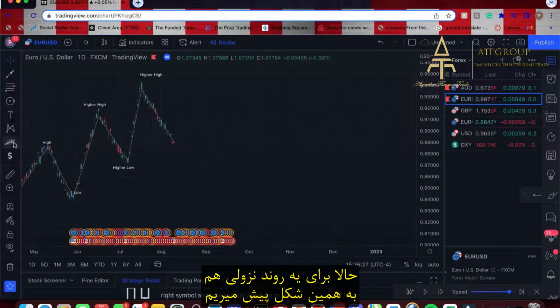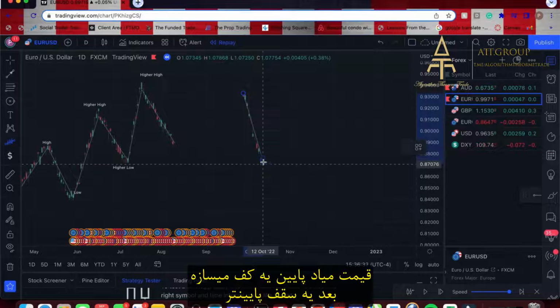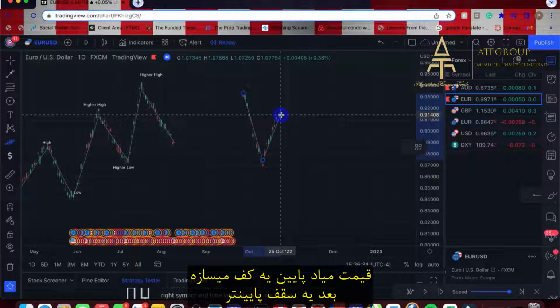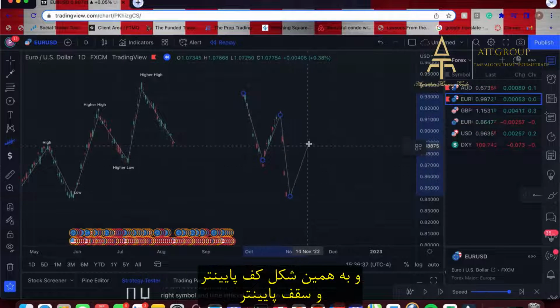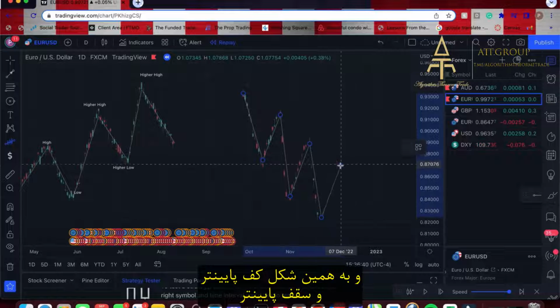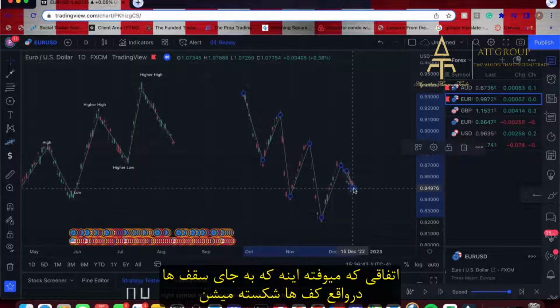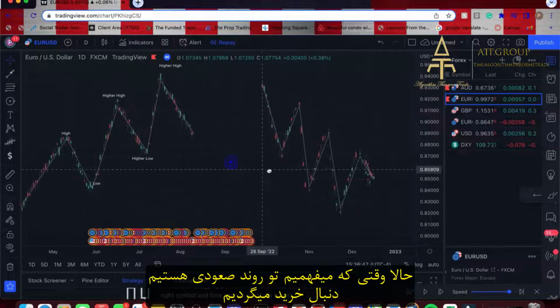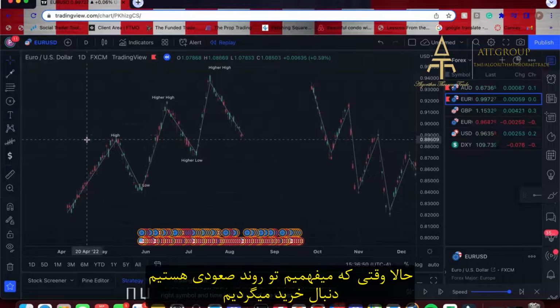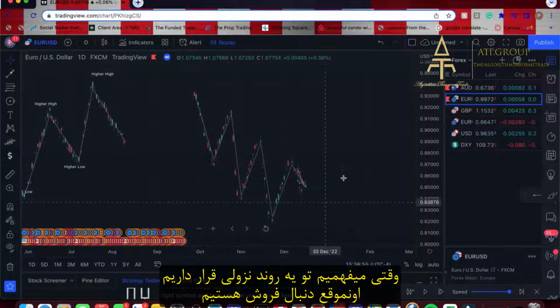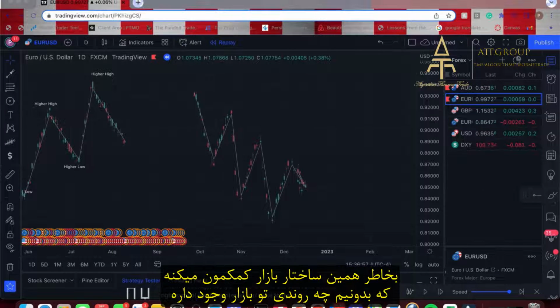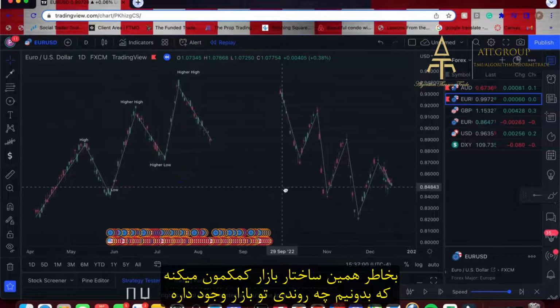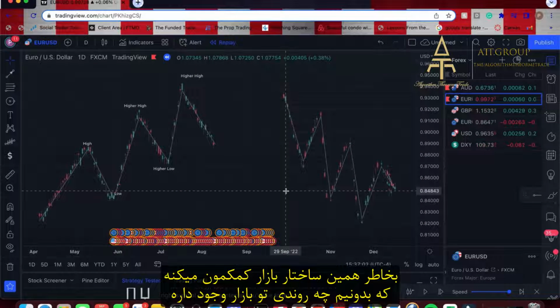Now for a bearish trend, it's basically the same concept. Price comes down, creates a low, creates a lower high, creates a lower low, a lower high, lower low, lower high. What happens is the lows are now being taken out instead of the highs. So when we know that we're in a bullish trend, we look for buys. When we know that we're in a bearish trend, we look for sells. And that's why market structure helps us determine what type of trend exactly we are in.